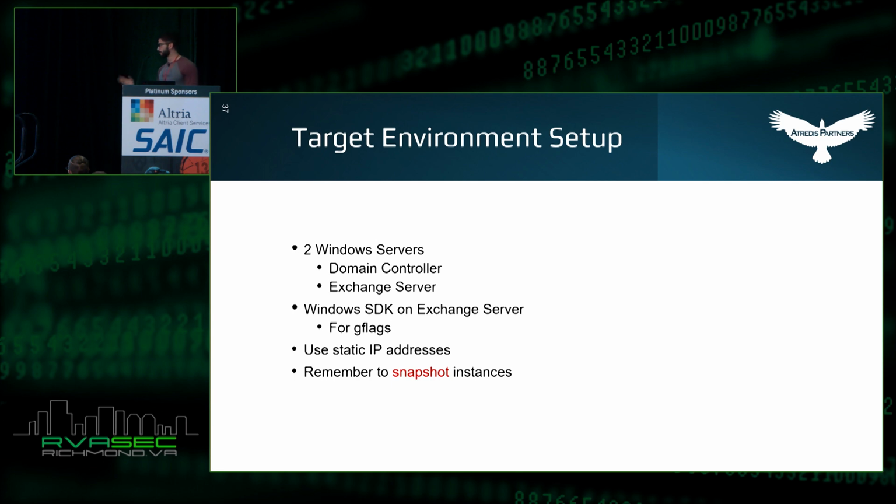Now, for target environment setup, how to set up Exchange: you need 2 Windows servers, one acting as a domain controller and one running Exchange server. You will need the Windows SDK on the Exchange server for G-flags, and use static IP addresses. If you use DHCP, as soon as the IP address, especially of the domain controller, changes, you're going to have a bad time and Exchange will just stop working.